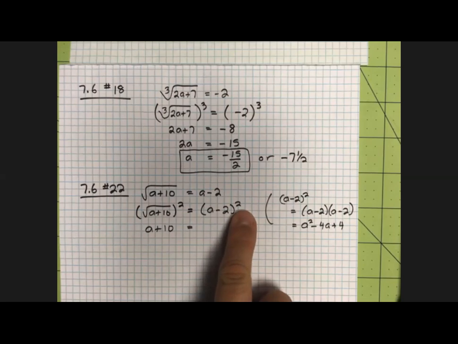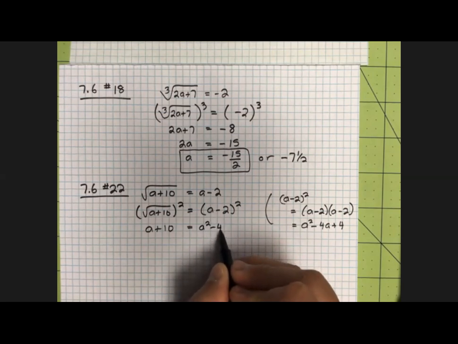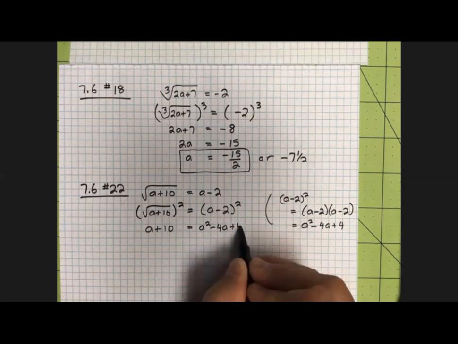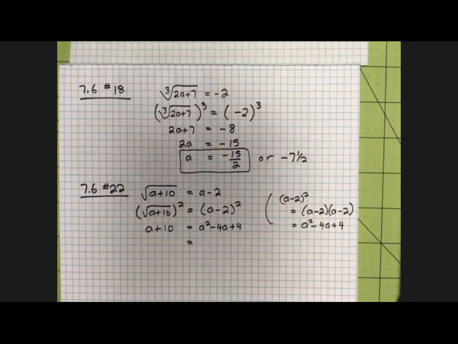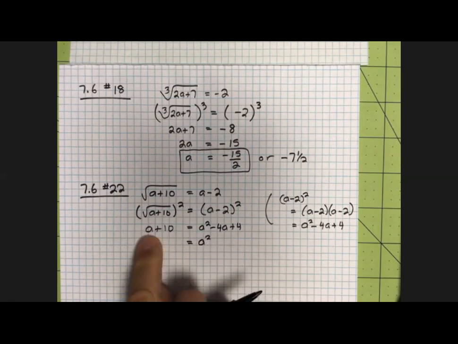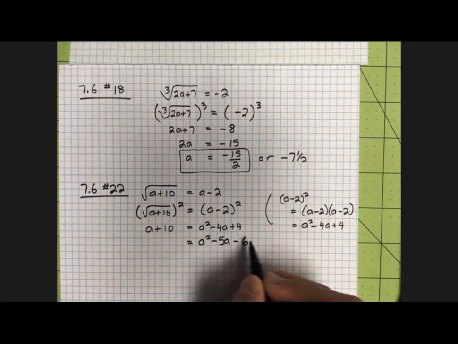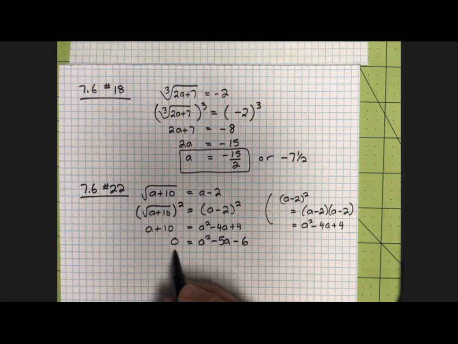See, a lot of people just rip right through this and say, oh, a squared minus 4. No, that's not how you FOIL something. So I'll write a squared minus 4a plus 4. And this is the style of problem we've done once where I've got to hope I can factor this. Let's bring the a and the 10 to the right side. Subtract: a squared minus 5a, subtract 10. 4 minus 10 is negative 6. And this can be solved if I can factor it.